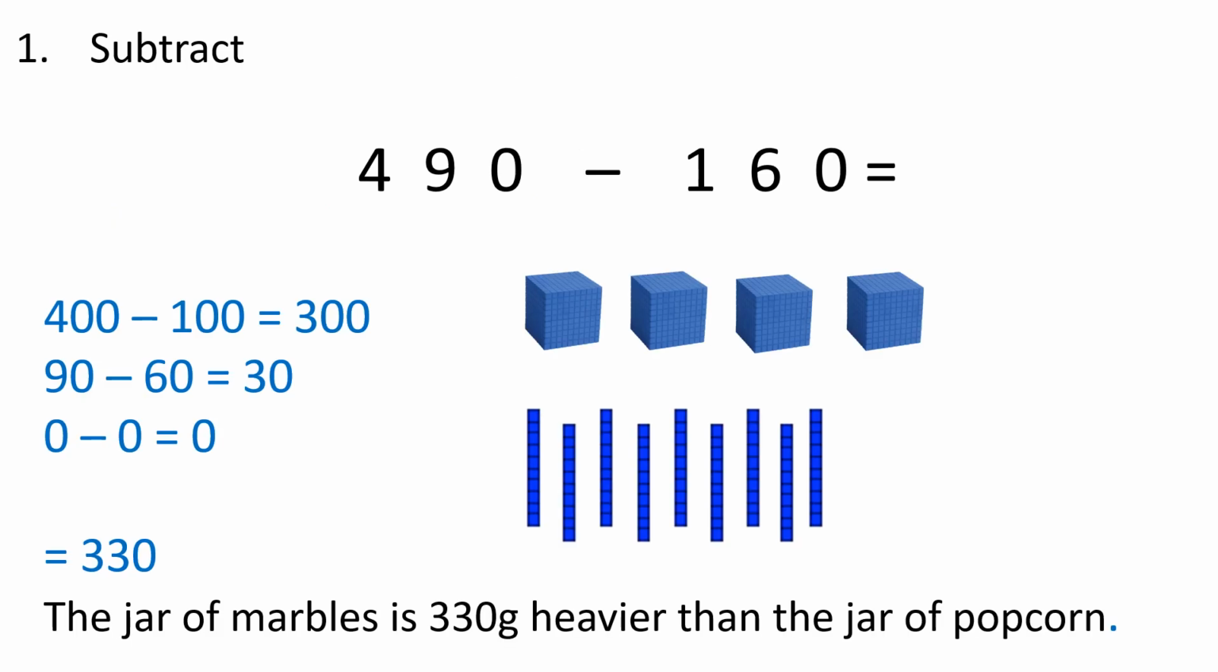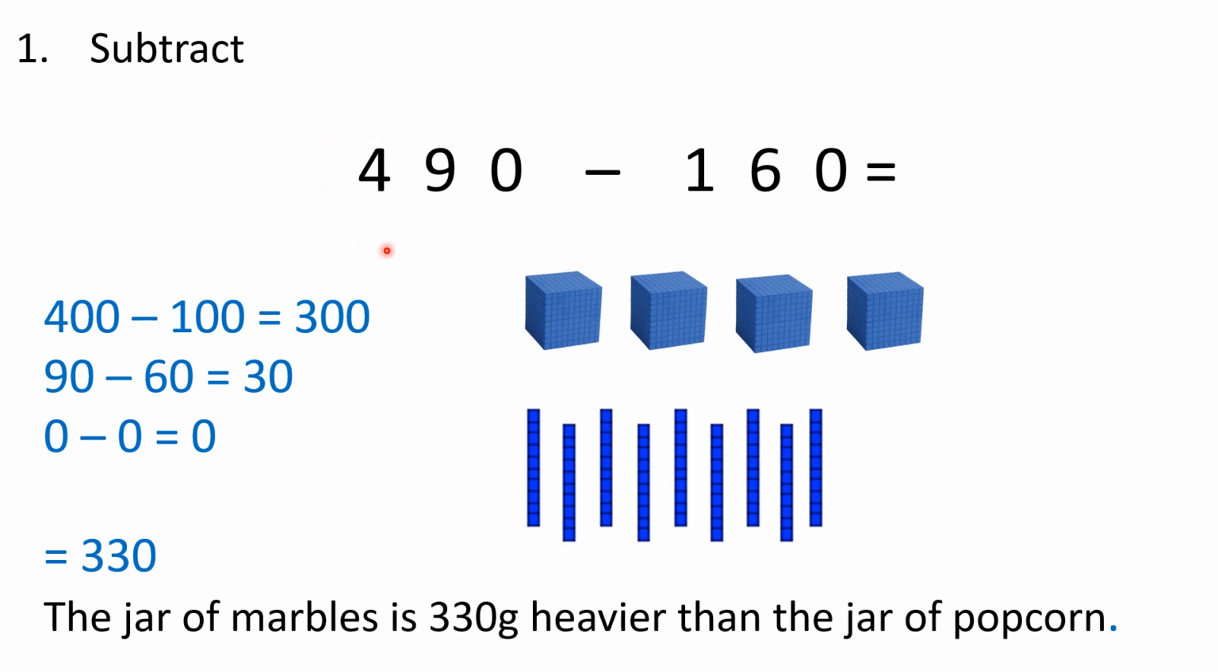Okay, so hopefully you all agree with me that when we look at the number 490 and the number 160, we notice that there's a really large difference between those two numbers. So counting on would take us quite a long time. We could do it, but it wouldn't be the most efficient method. So subtracting this time is going to be much more efficient for us. So let's have a look together.